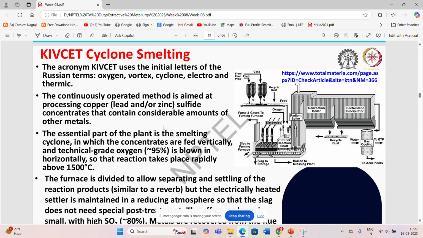So what is happening here? We are feeding the copper sulfide ore into a cyclone, and with the counter current process, we are supplying the oxygen in the counter current direction, and it reacts with the copper ore to convert it in the oxidation roasting process.